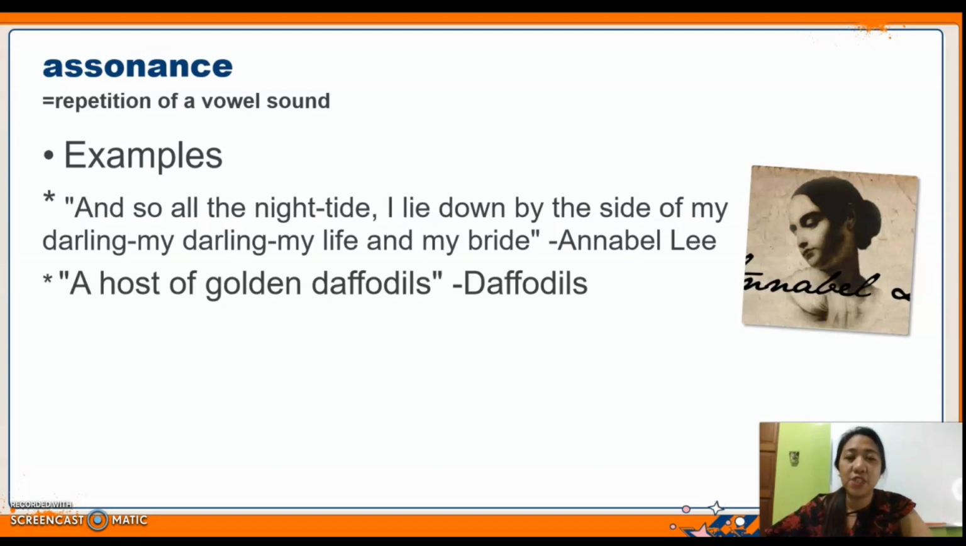Assonance is the repetition of a vowel sound. Example, Annabel Lee, written by Edgar Allan Poe. And so all the night tide, I lie down by the side of my darling, my life and my bride. Okay, what's the vowel sound being repeated here? The long I. Another one is William Wordsworth's Daffodils, a host of golden daffodils. So that is the long O.